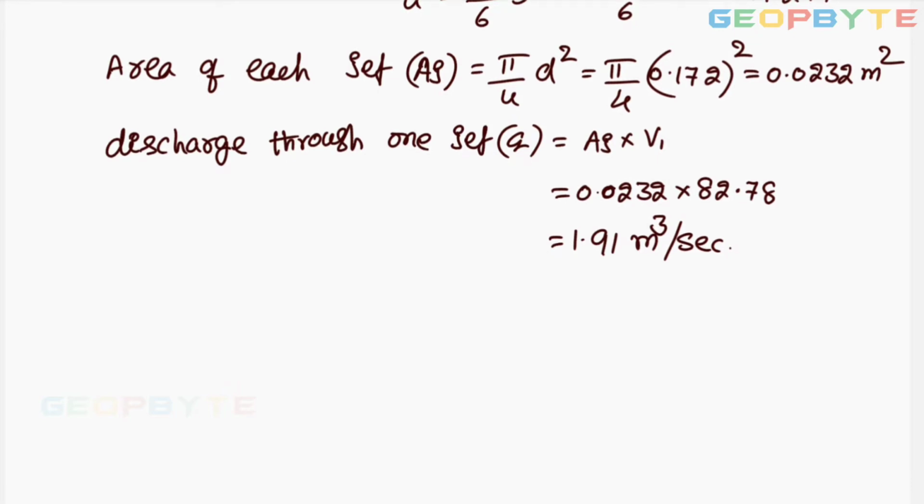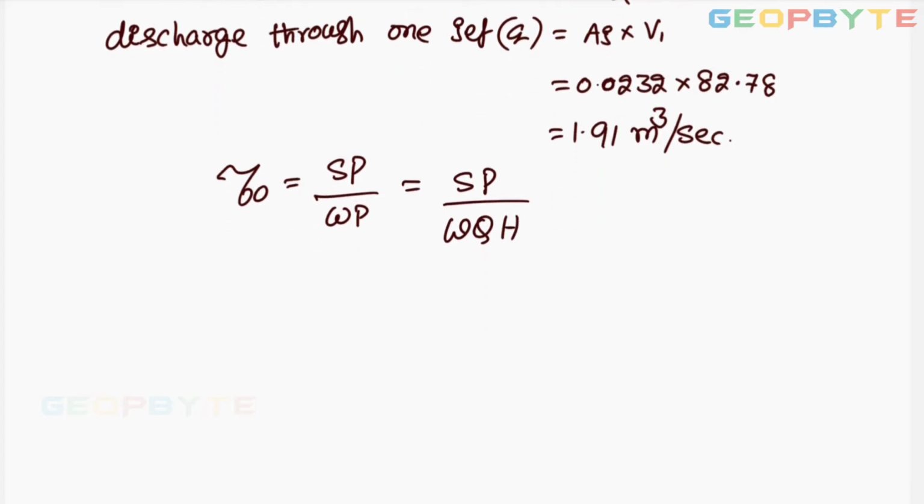Then for finding the number of jets required, I should know the total discharge. The total discharge required to develop 12,000 kilowatts power. For that, overall efficiency equal to shaft power by water power. Shaft power by water power is W Q H, where W equal to specific weight of water. From this, total discharge required.